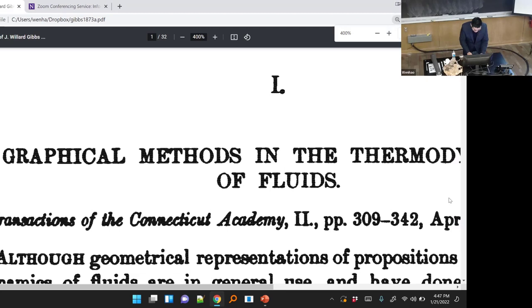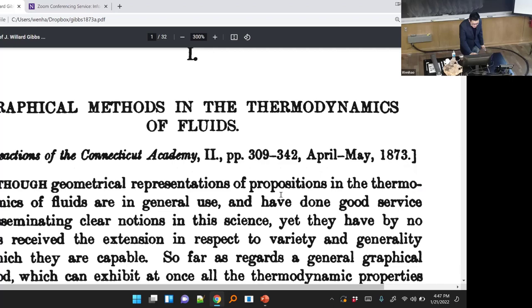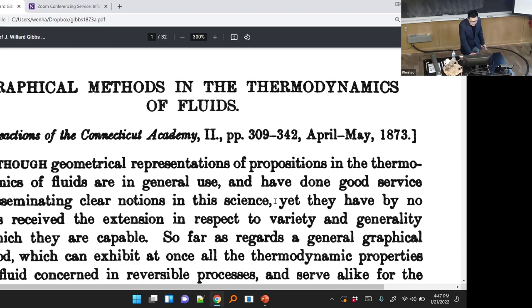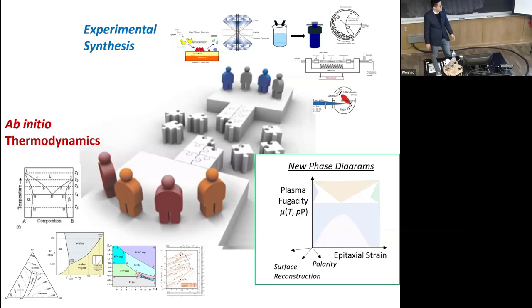This is Gibbs's first paper. Although geometrical representations of propositions in the thermodynamics of fluids are in general use and have done good service in disseminating clear notions of the science, it's hard to read, right? Yet they have by no means received the extension in respect to variety and generality of which they are capable. Okay, Gibbs's very first paper says that thermodynamics has more variety and generality than there could be, and it's still true today. Okay, there are still more types of phase diagrams out there that we can make.